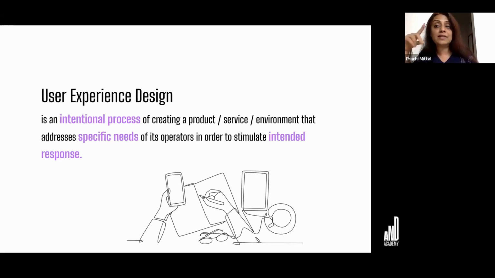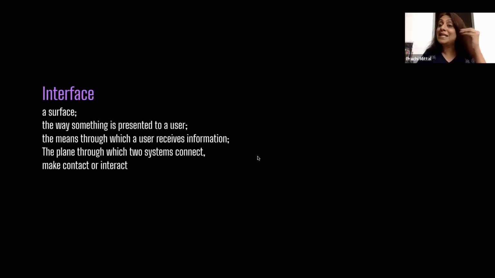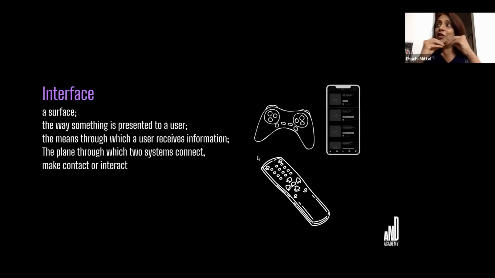When all these three things are tick box, that's when I can think that, okay, what I'm doing is UX design, right? But then that brings us to the next thing. What is user interface? Because these are two terms that we use sometimes interchangeably, sometimes together, right? Now I've done the same thing. I've picked out the dictionary meaning of the word interface. It is as simple as a surface, the way something is presented to us, a means or plane through which two different systems interact.